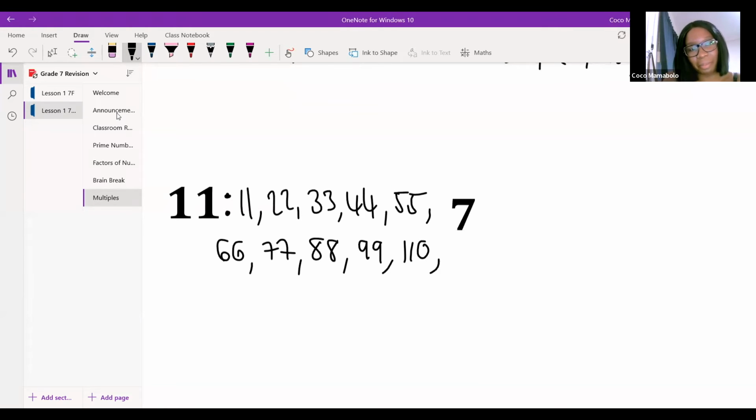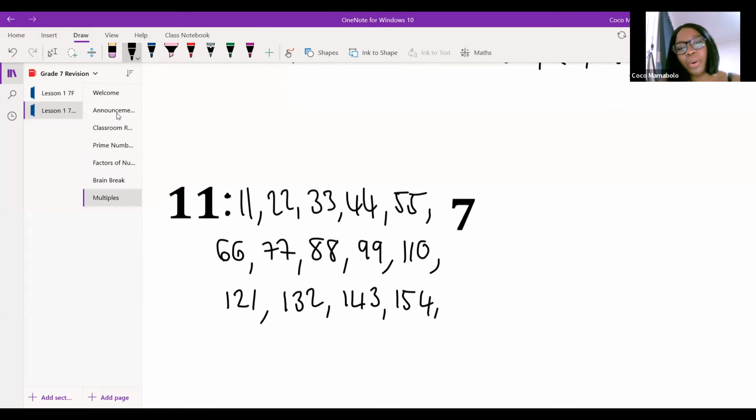What comes after 110? 121, and then? 132. 132, and then? It gets a little bit harder, hey? 143, yes, 154, 165, 176, and we can keep going forever and ever and ever. Well done, Bonolo. Excellent stuff.